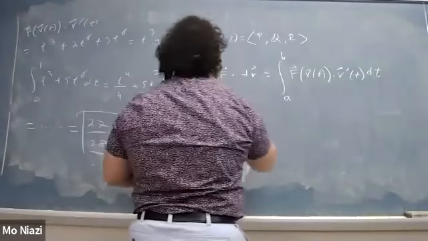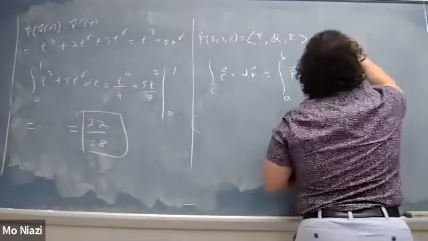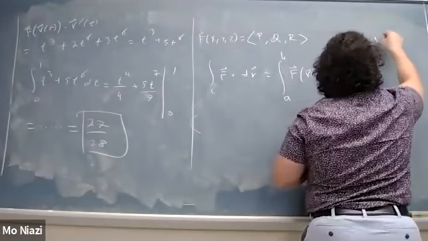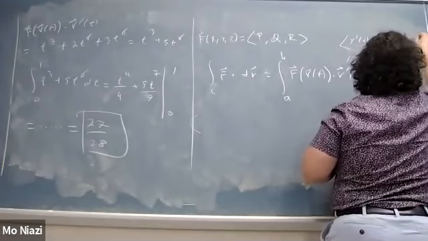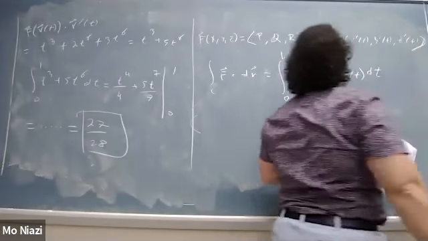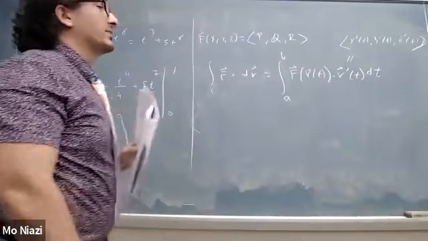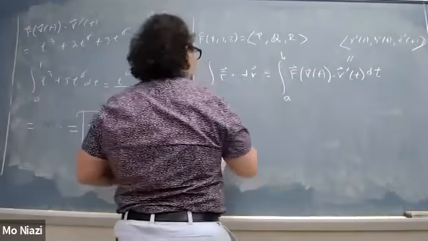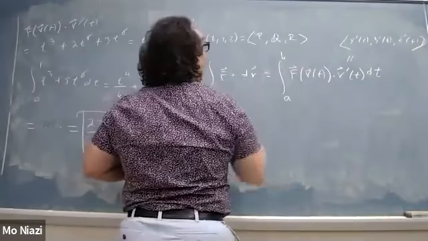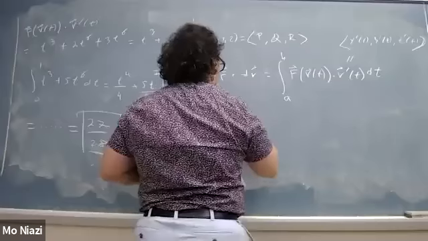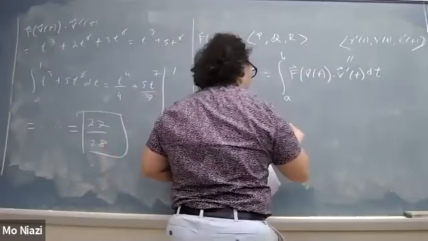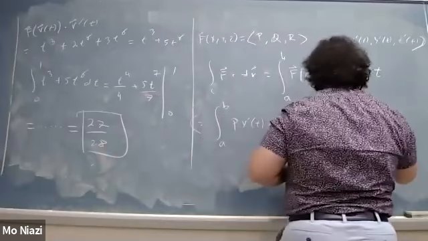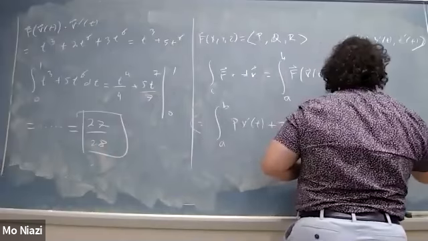Okay, but notice, what does this mean? r prime of t is actually equal to x prime of t, y prime of t, and z prime of t, because r of t was just x, y, and z of t respectively. So what happens here is that this equals the integral from a to b of your p times your x prime of t plus your q times your y prime of t plus your r times your z prime of t dt.